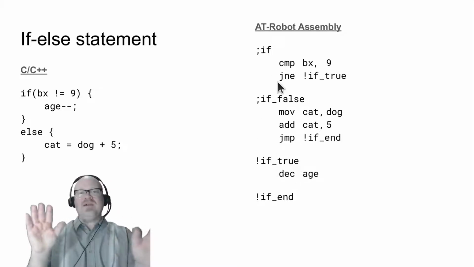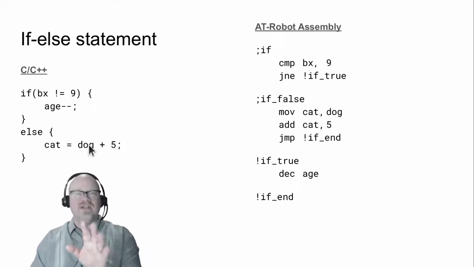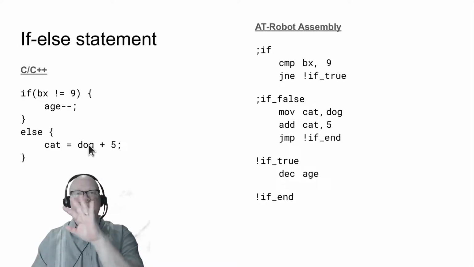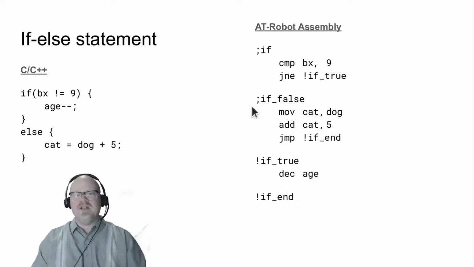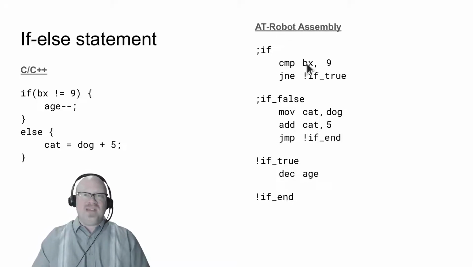Right now we're going to forget about the meat, forget about decrementing age and setting cat equal to dog plus 5. Let's only focus on the code that actually controls the flow of the program. So in the beginning of this if statement, whether the condition will be true or false, we are definitely going to compare bx to 9, and we are definitely going to execute this instruction, jump not equal to if true. We just may not take the jump, but both of these lines will be executed. So we're going to execute 2 lines no matter what.